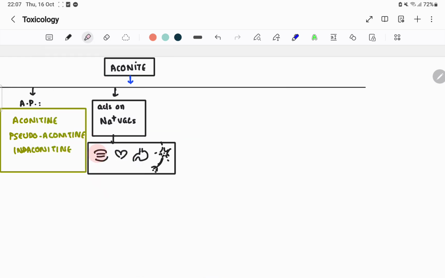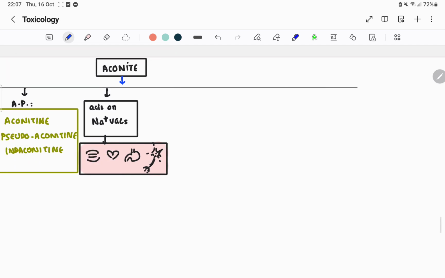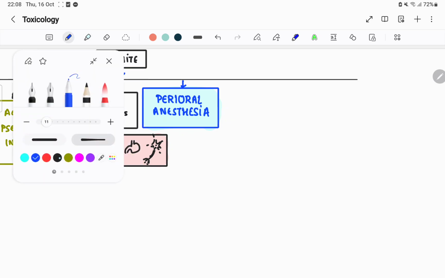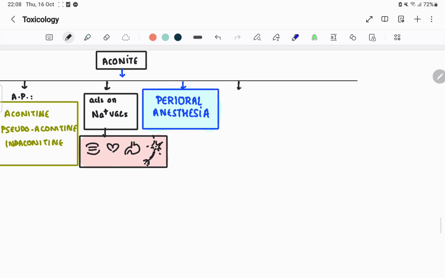Let us make it a bit colored. What is the most characteristic feature? The most characteristic feature is perioral anesthesia. Around your lips there will be loss of sensation. Perioral anesthesia. This point you cannot afford to forget. Aconite. And there are other signs and symptoms.